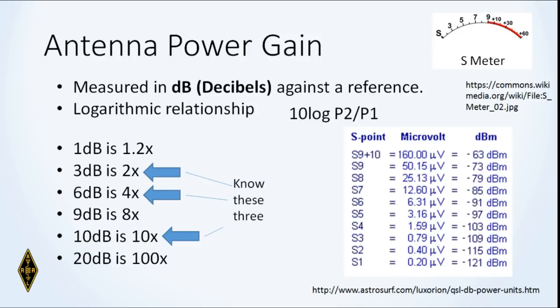3 dB is the same as a 2 times power difference. 6 dB is the same as a 4 times power difference. In other words, if I have a 100-watt transmitter and I send my signal to an antenna that has 6 dB of forward gain in one direction, it's the equivalent of me having 100 times 4, or 400 watts of effective radiated power in that one direction. It's free gain. Just by choosing the right antenna that has gain, you get free power in one direction.